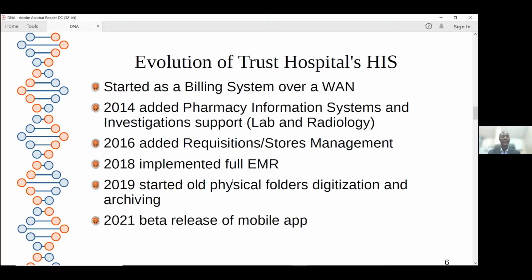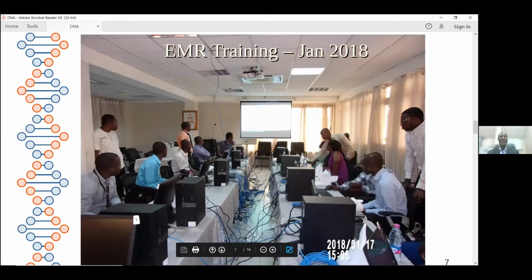How do you get the patients to also see some bit of their clinical or health information? So this year we released a beta version of a mobile app towards that end. This was a training. Initially, there was a lot of resistance, but we had to gradually overcome that. This is a session of training that was held.